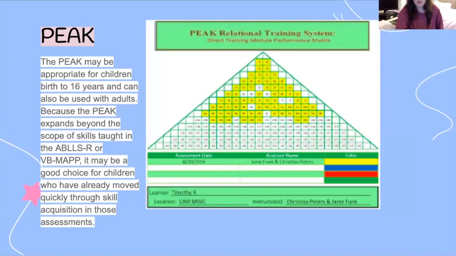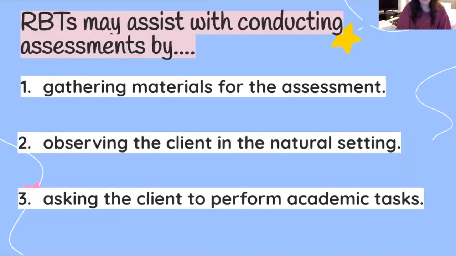Then lastly, we have PEAK. This assesses for the same things I mentioned with ABLLS and VB-MAPP, but it is appropriate for children from birth to 16 years, and it can also be used for adults. So that is a pretty cool thing. This is more than likely a better choice for children who have already moved through the acquisition phases of those assessments I previously mentioned.